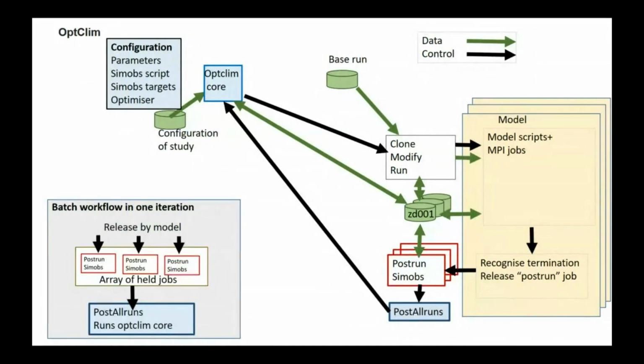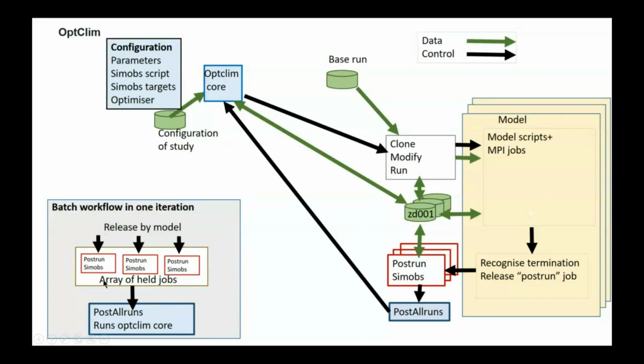The way in which this is expressed in the batch workflow, and we're still looking at what happened on Eddy, and in fact was reproduced on Archer. When the OPTCLIM core establishes the number of runs it needs and creates the interface directory, it also creates a job labeled post all runs here, and that will run the OPTCLIM software for the next iteration. So that's in a held job.